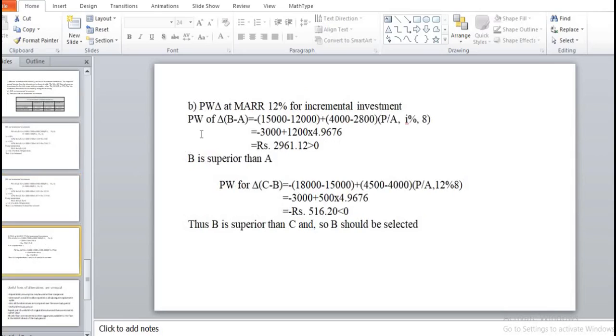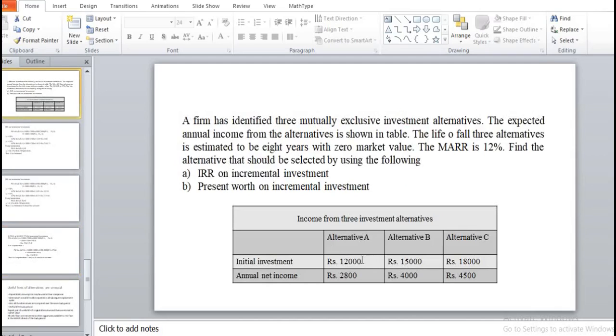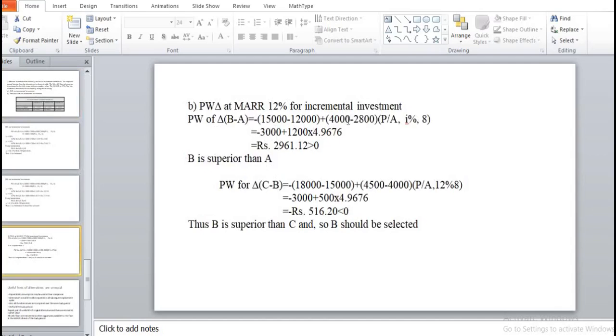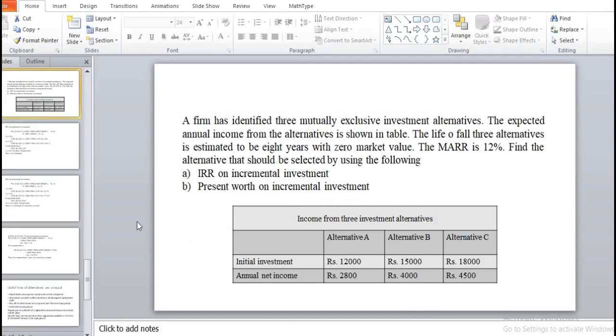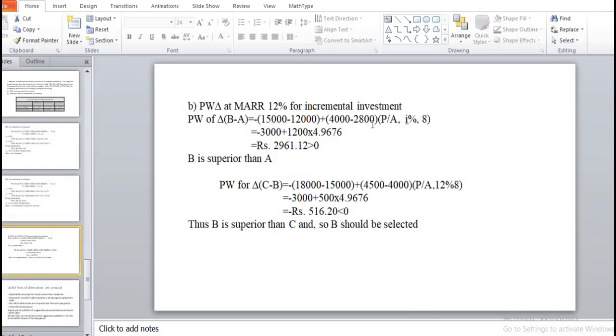Again, the second quantity they ask to calculate is by the incremental present worth method. So present worth B minus A. Again we put B minus A, where B investment is 15,000 minus 12,000, and the income is 4,000 minus 2,800, with the present worth factor, and we will get rupees 2961.12 paise. Now in this case, which is greater than 0, so B is superior to A.